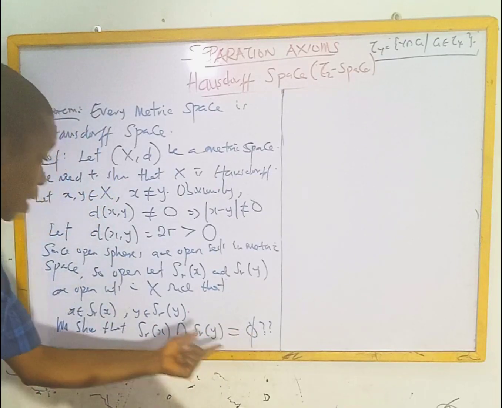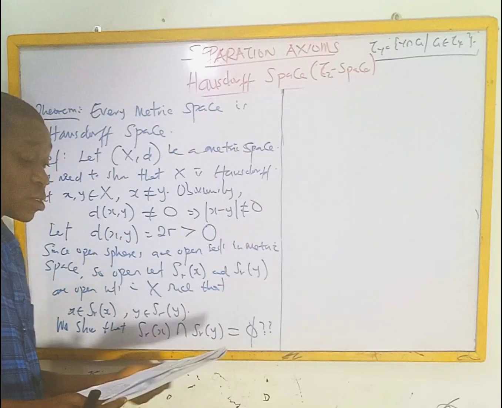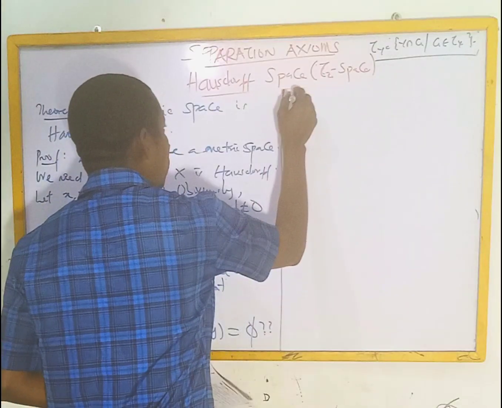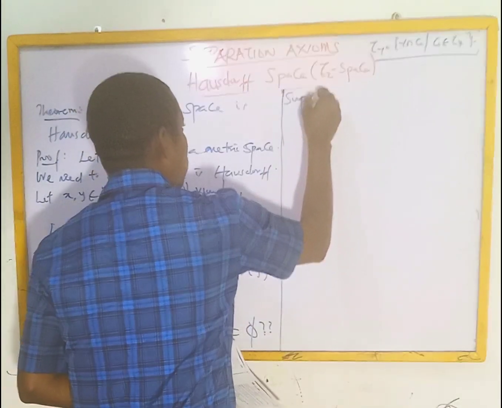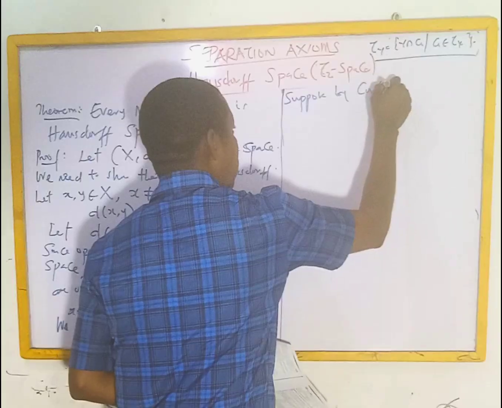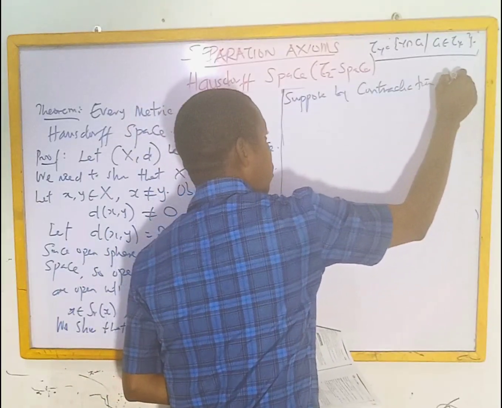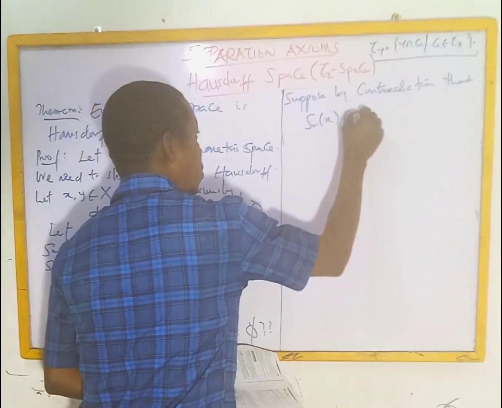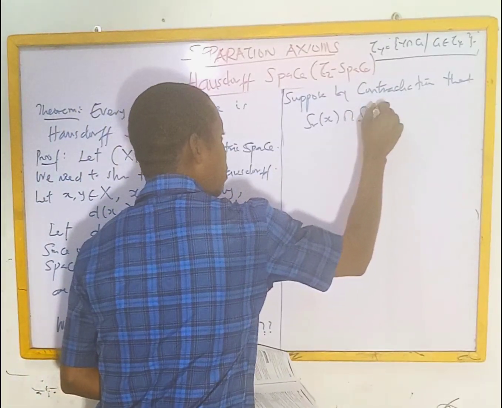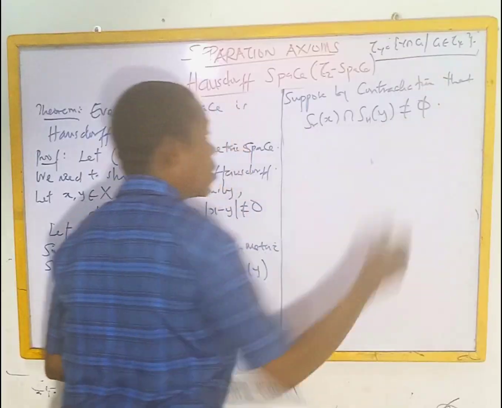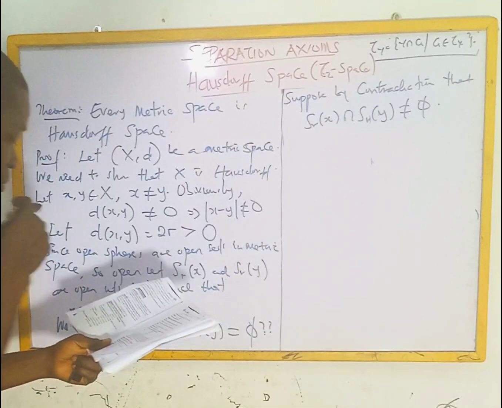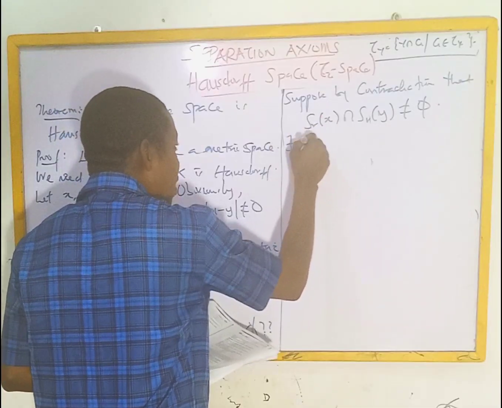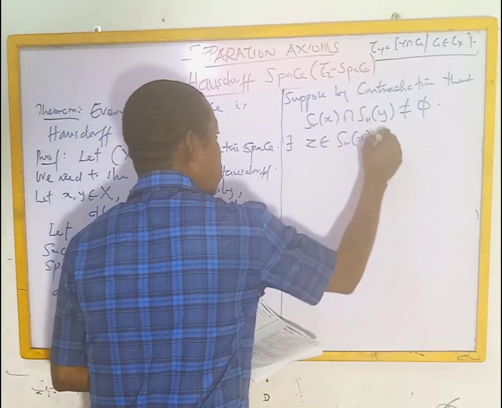They are empty sets, right? The two open sets you have in that distance. So how do we establish that? Suppose by contradiction that X_r(x) intersects X_r(y) is not an empty set. If they are not an empty set, then there exists another point z in X_r(x) intersection X_r(y).